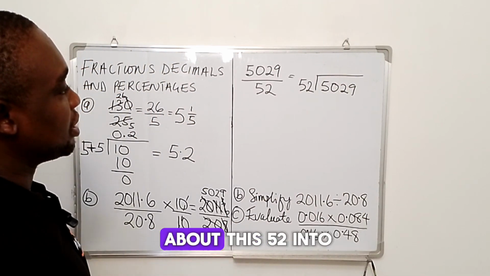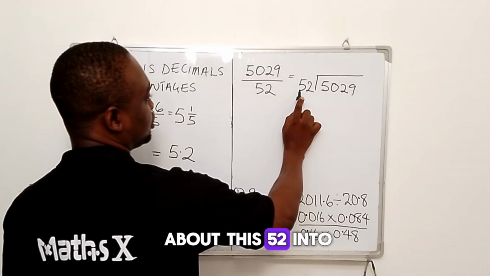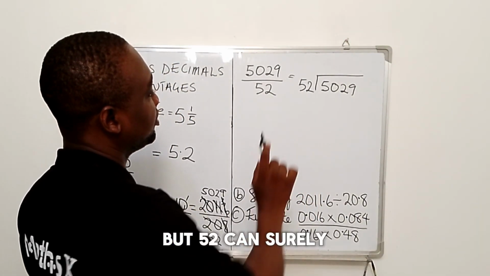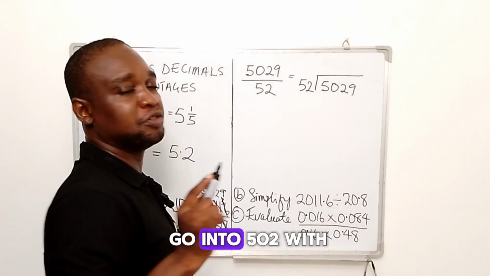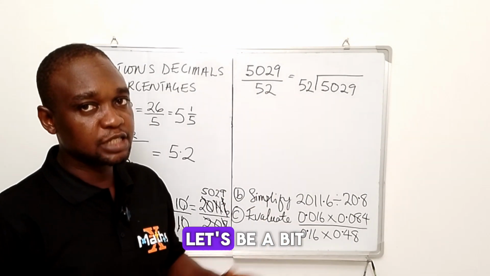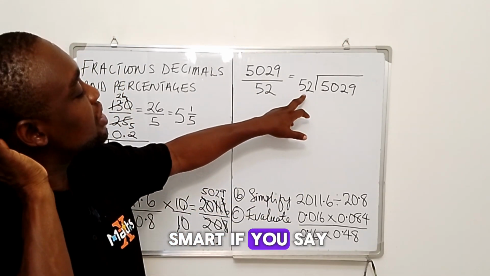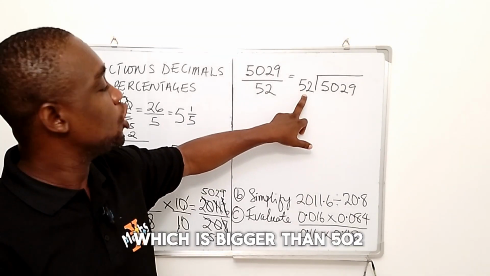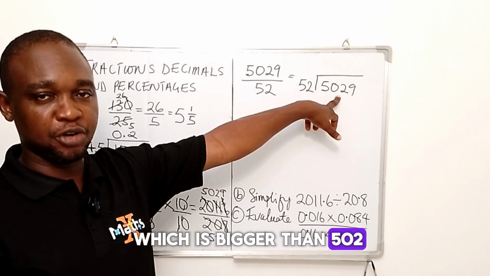Now, let's be smart about this. 52 into 50 cannot, so you won't take that. No. But 52 can surely go into 502 with some remainders. Let's be a bit smart. If you say 52 times 10, you're going to have 520, which is bigger than 502.